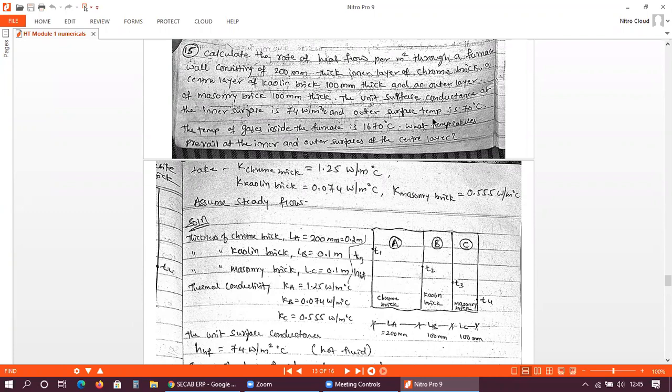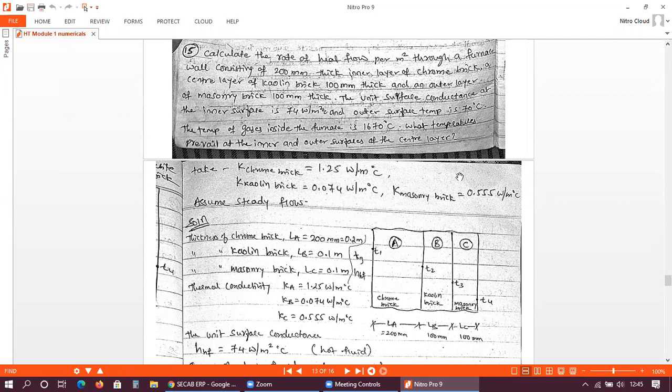The outer surface temperature is 70 degrees Celsius, so this T4 value is given. The temperature of the gas inside the furnace is 1670 degrees Celsius, so this is Tg. Then what is asked: what temperatures prevail at the inner and outer surface of the center layer? So this is the center layer. What is the temperature T2 and what is the temperature T3? That is asked in the problem.